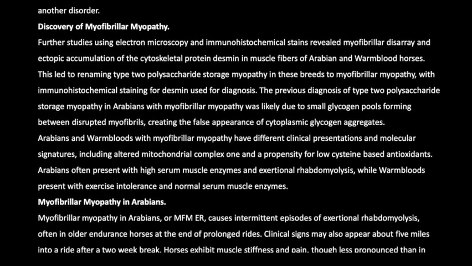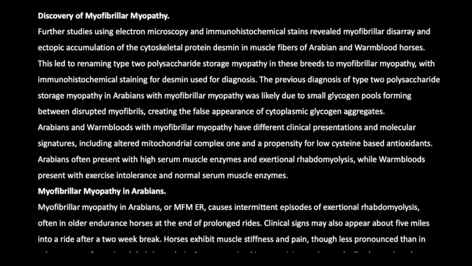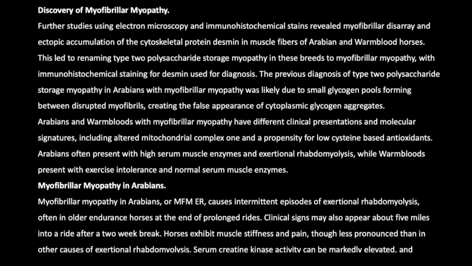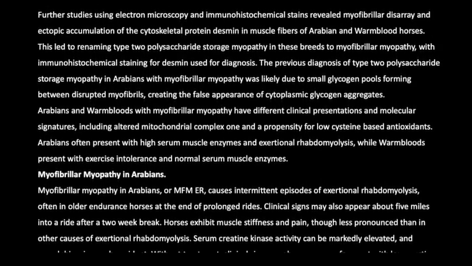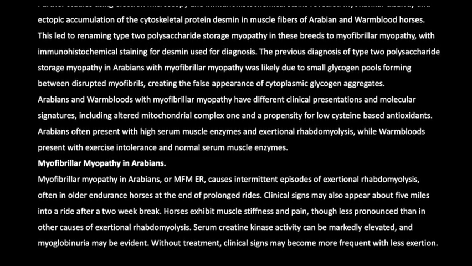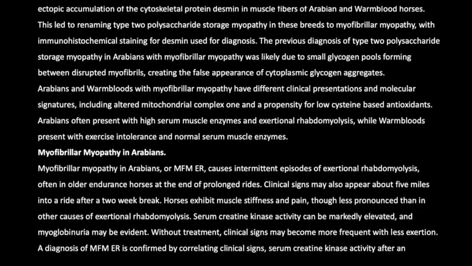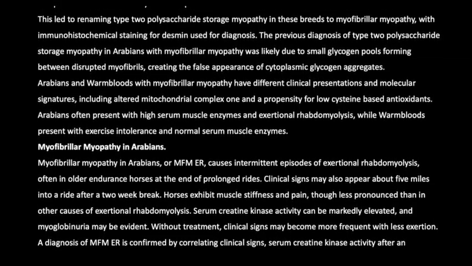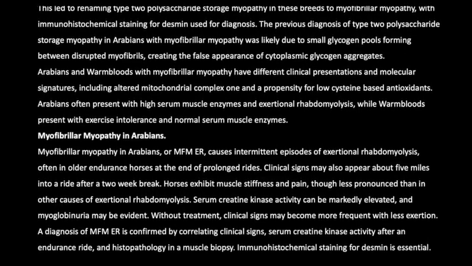Arabians and warm-bloods with myofibrillar myopathy have different clinical presentations and molecular signatures, including altered mitochondrial complex 1 and a propensity for low cysteine-based antioxidants. Arabians often present with high serum muscle enzymes and exertional rhabdomyolysis, while warm-bloods present with exercise intolerance and normal serum muscle enzymes.